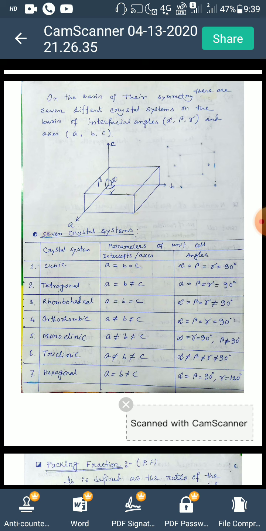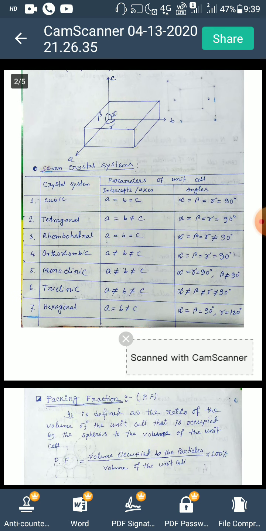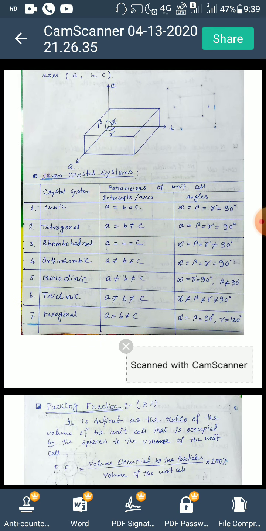This represents a unit cell, where alpha, beta, and gamma are the interfacial angles between the three axes A, B, and C. There are a total of 7 crystal systems depending on the values of alpha, beta, and gamma and the axes A, B, and C. Let's see these 7 crystal systems.